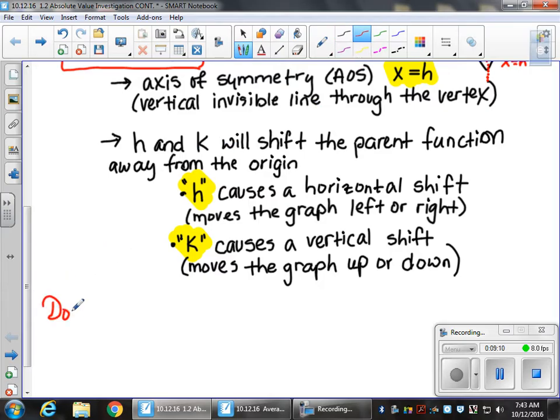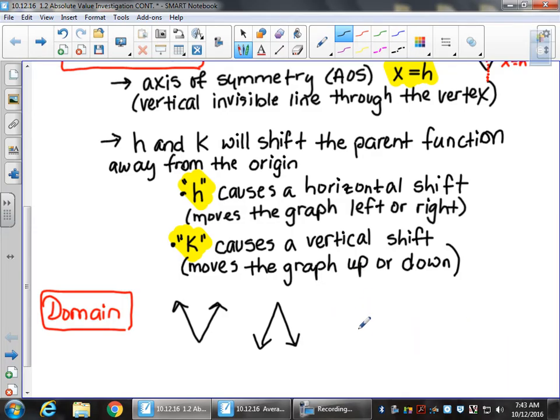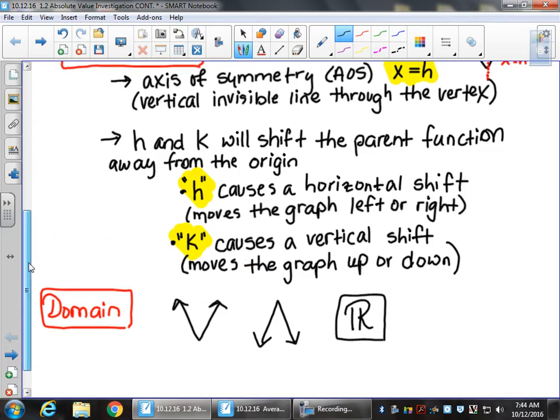Domain. Let's talk domain first. My only two possibilities are opening up or opening down. No matter what I do, when I come in from the left and right, what's my domain always going to be? So all real numbers, if you choose to write negative infinity to infinity, that's good too. But no matter what kind of absolute value graph we have, it's always going to be all real numbers.